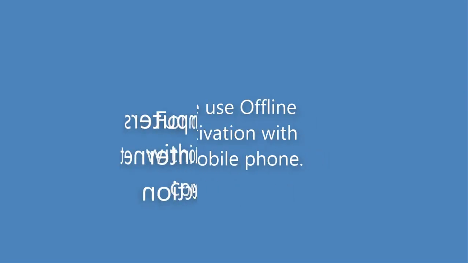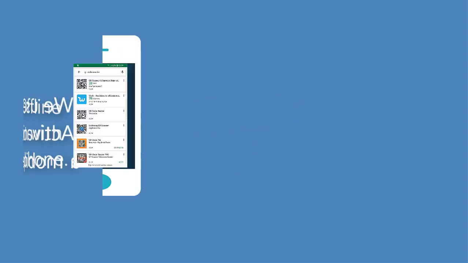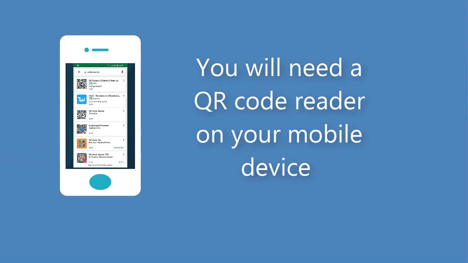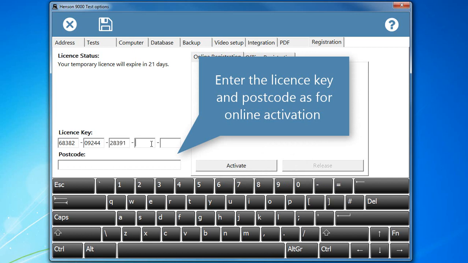For computers without internet connection, we use offline activation with a mobile phone. You will need a QR code reader on your mobile device. These are free to download from your relevant app store. Enter the license key and postcode as for online activation.